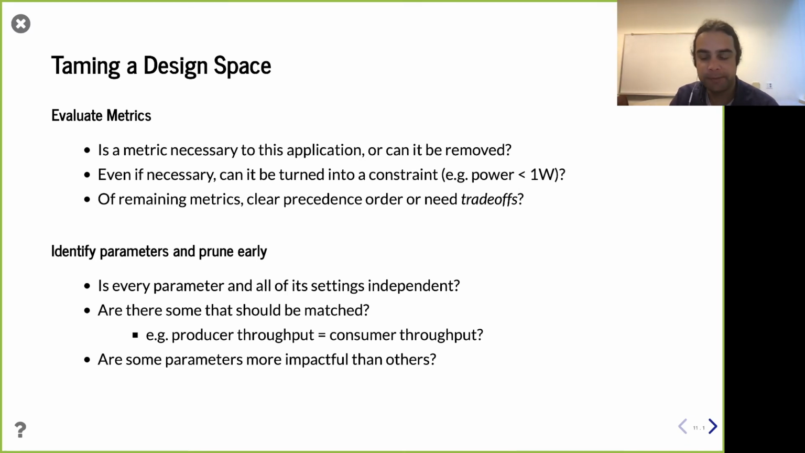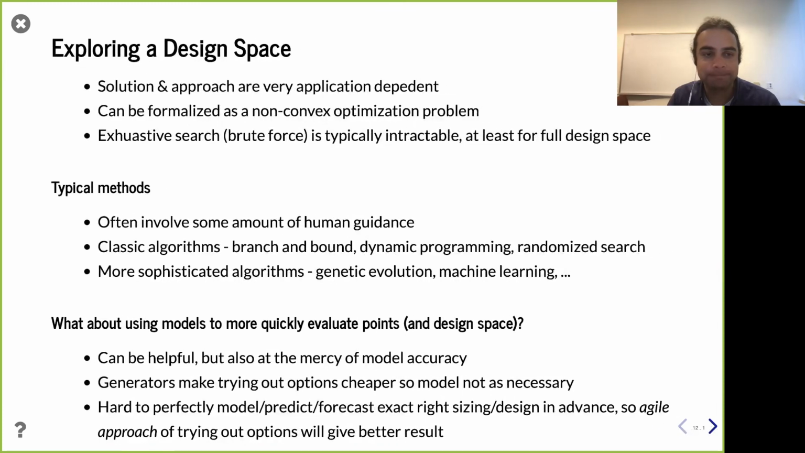Cool. Okay, so we've tried to tame our design space. We said, you know what? Of all these metrics, these are the ones that really matter. Turn some metrics into constraints. For the parameters, we've identified a couple of them. We identify which ones are truly independent, which ones we can perhaps ignore. So we have a more concrete, less absurdly large problem, but at some point you're still going to need to go in there and explore that design space, right? And so how would you go about doing this?